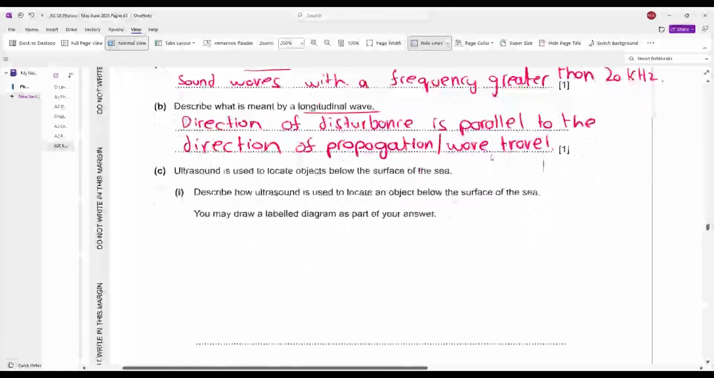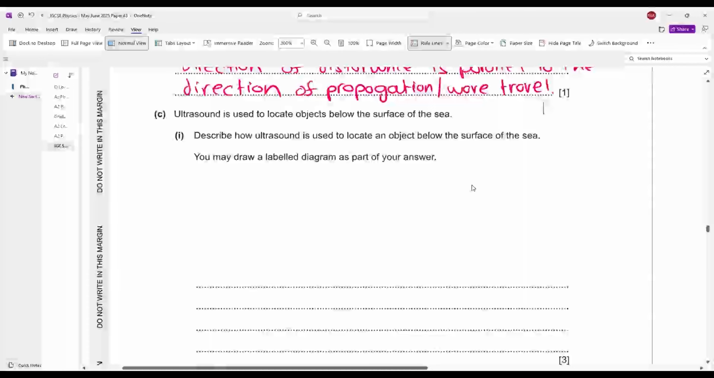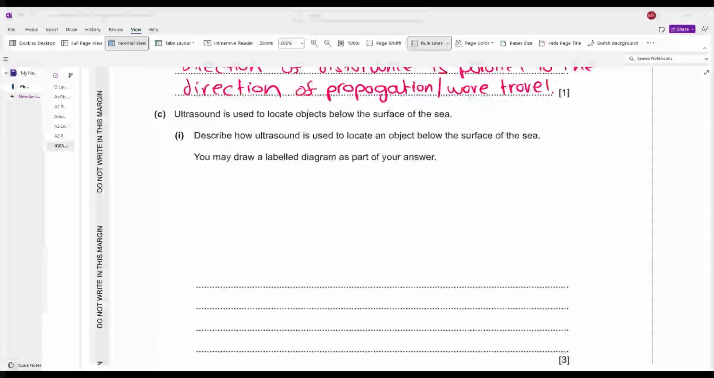Ultrasound is used to locate objects below the surface of the sea. Describe how ultrasound is used to locate the objects below the surface of the sea. You may draw a diagram as part of your answer. So you have to tell how ultrasounds are used to locate objects under the sea. Okay, so what will you say?